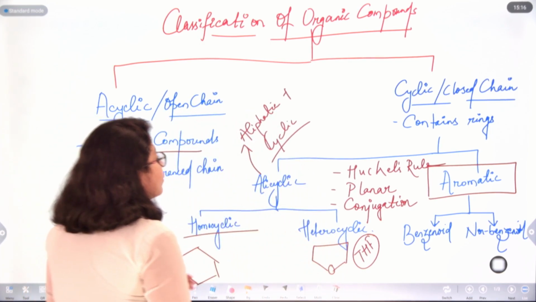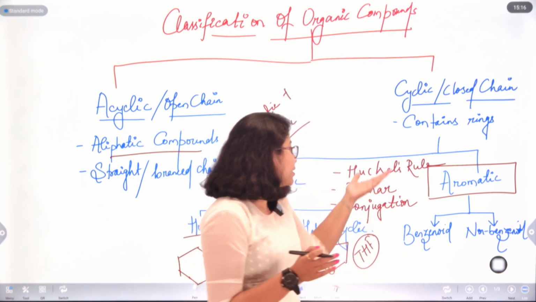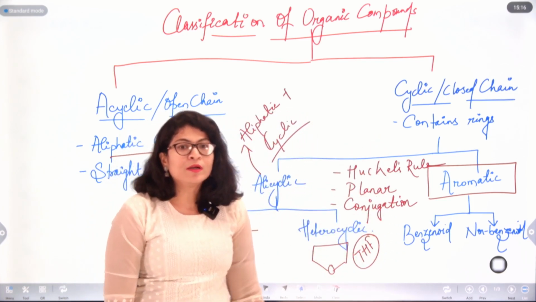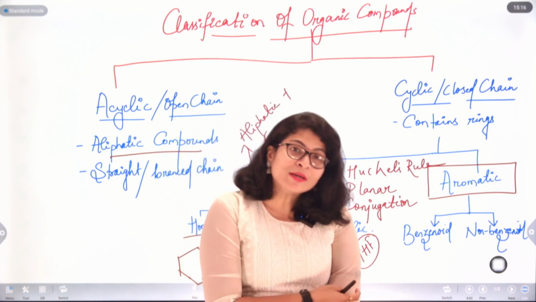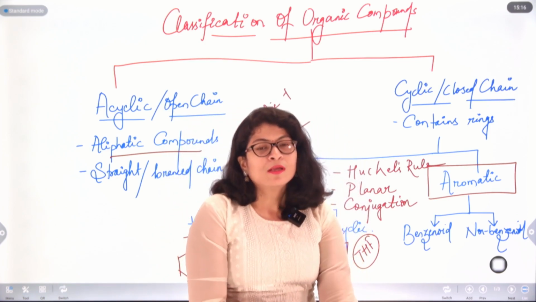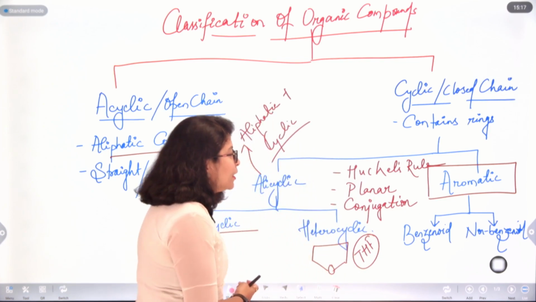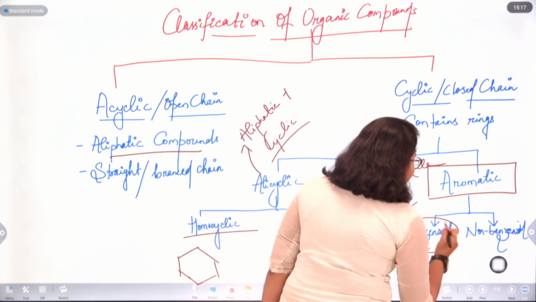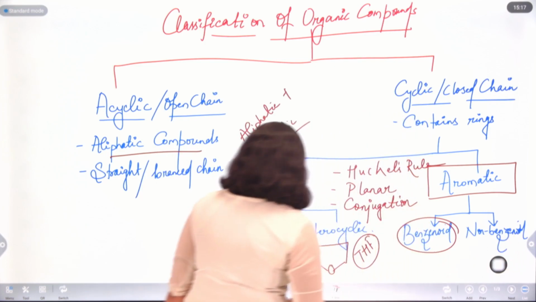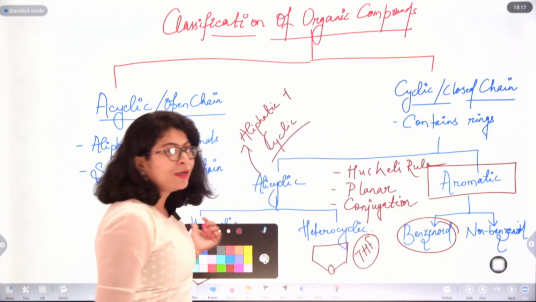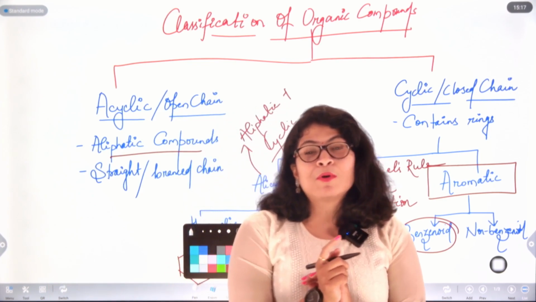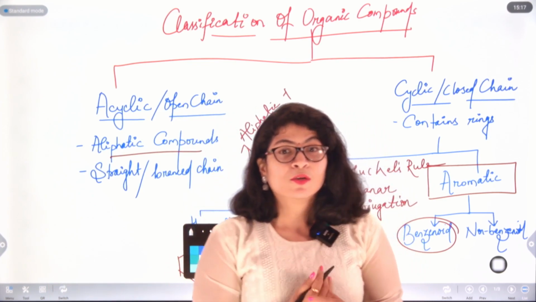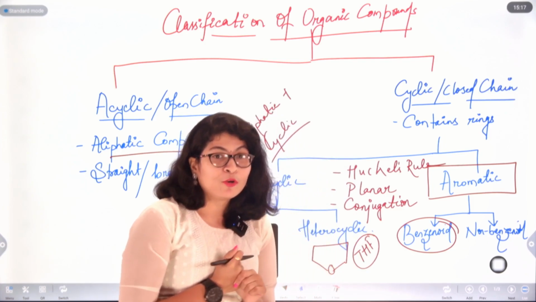Okay, so the compounds satisfying these characteristics fall under the category of aromatic hydrocarbons. Again, aromatic hydrocarbons are ring compounds. They are further divided into two categories: benzenoid and non-benzenoid compounds. Now see, whenever I say aromatic, one particular compound will come to mind, and that is benzene. Okay, so benzene is the hero of aromatic compounds.